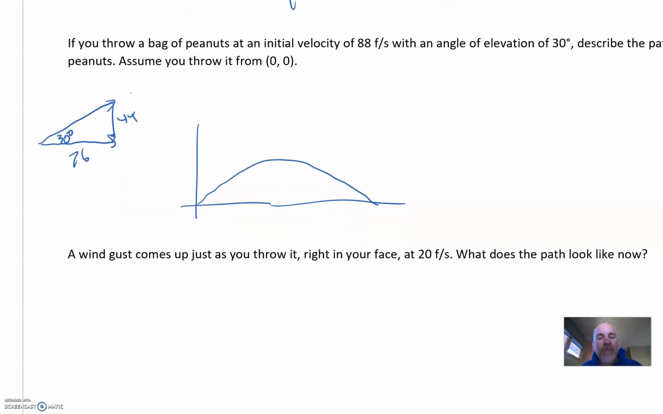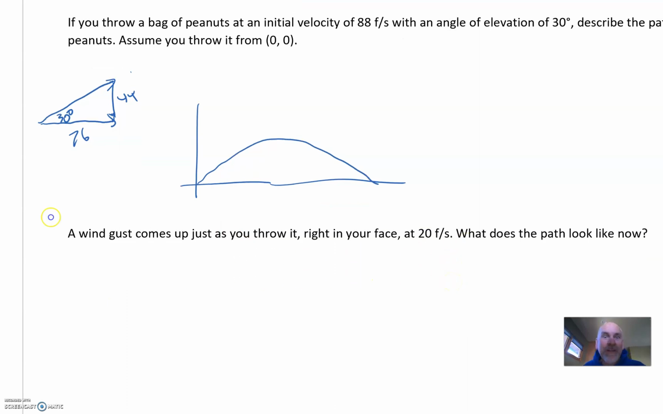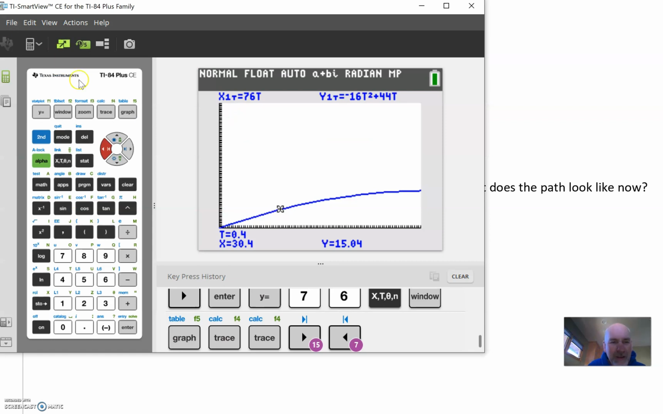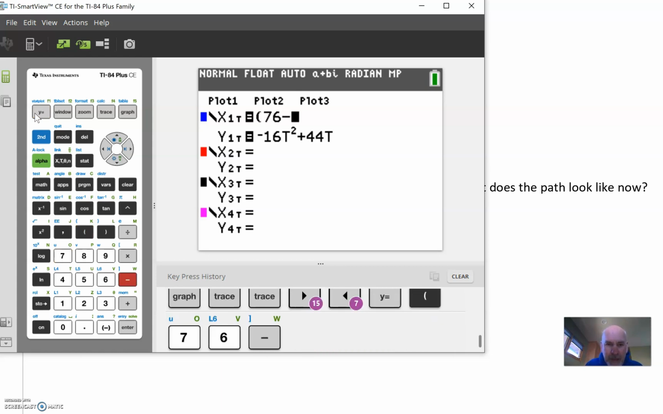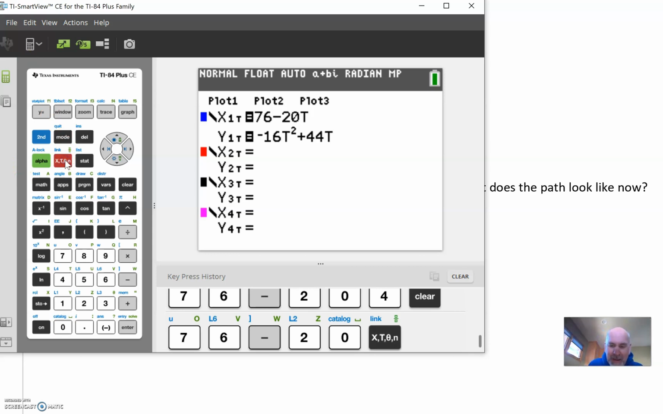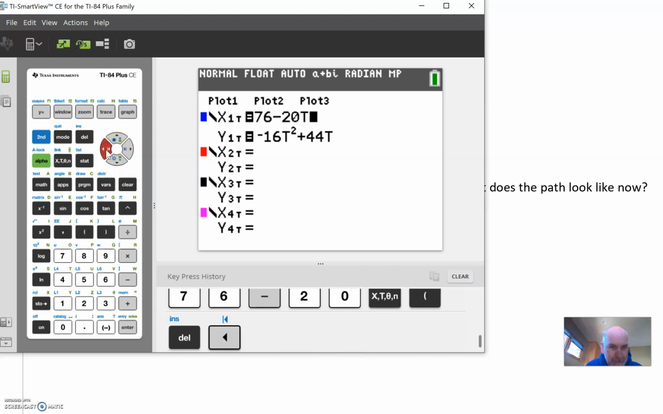So now a wind gust comes up, and just as you throw it, it's right in your face at 20 feet per second. What does the path look like now? I'll show you how this works. So I'm going to y equals, now you don't need to know the equation, right? But now it's going to be 76 minus 20t. I can't hit the t button. And then parentheses. Oh no, I need to back that up. Delete. I need to put that in parentheses.